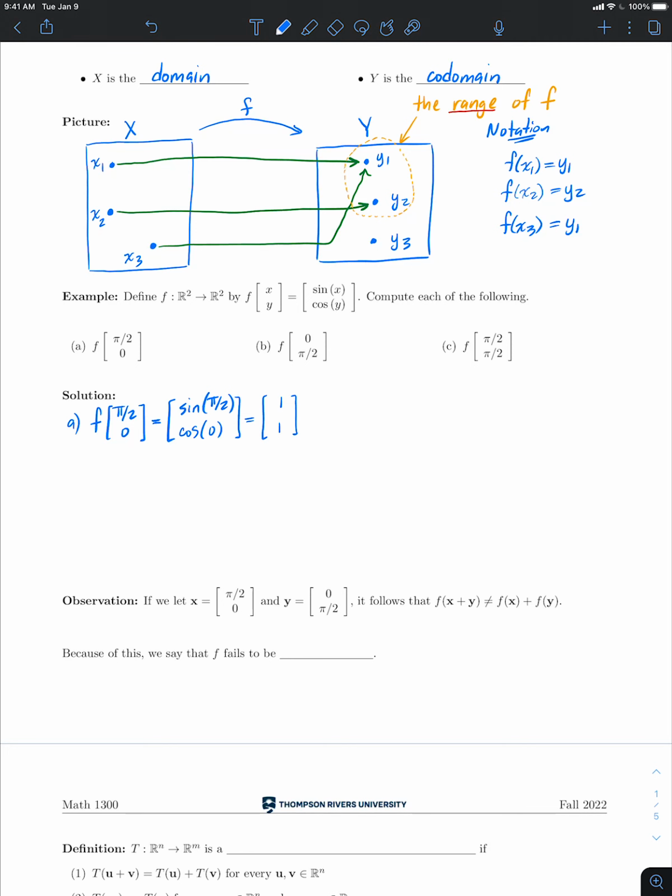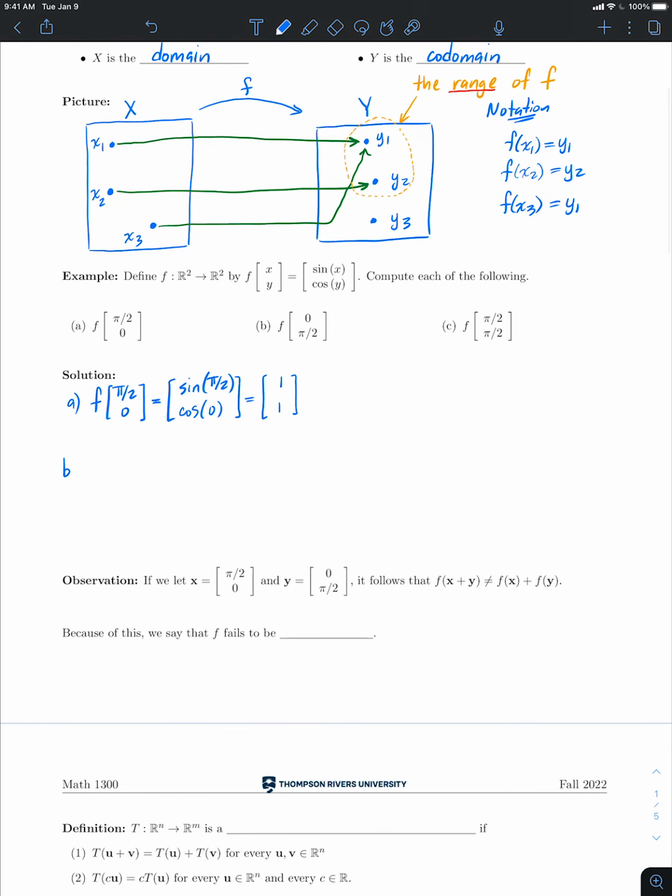Okay, so how about part B? We've got f of (0, pi over 2). So now we're taking the vector whose first coordinate is 0 and whose second coordinate is pi over 2, and we're plugging that two-dimensional vector into f.